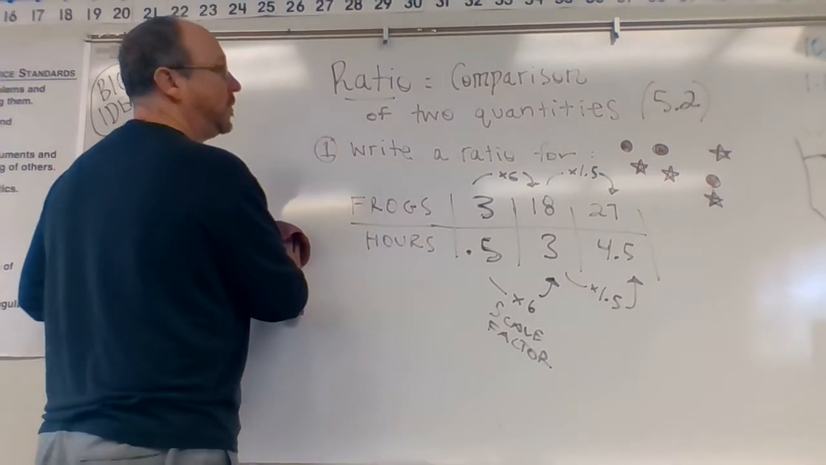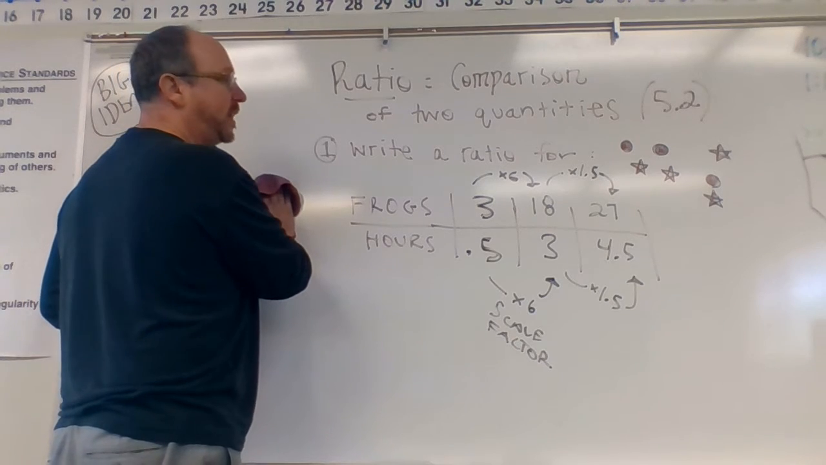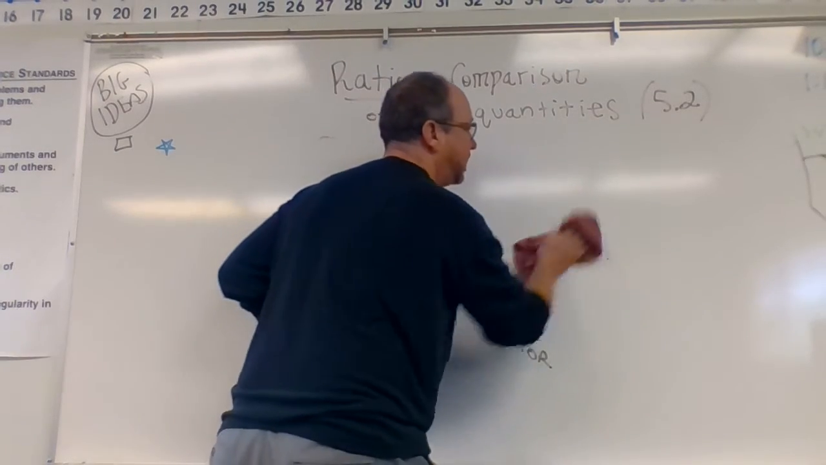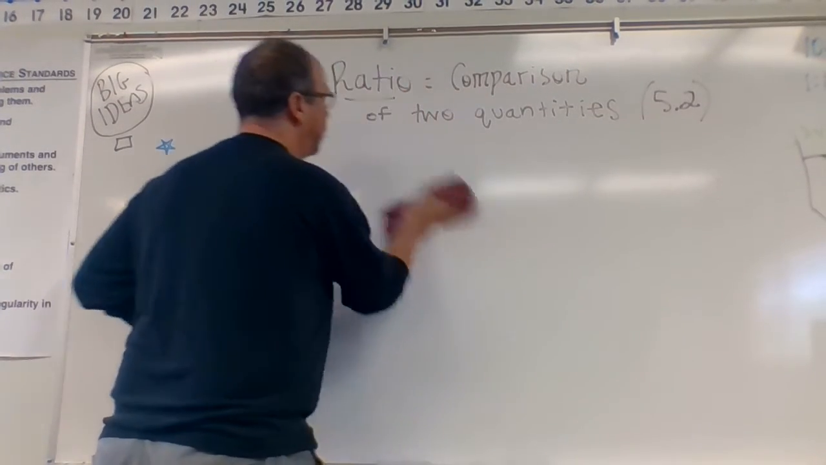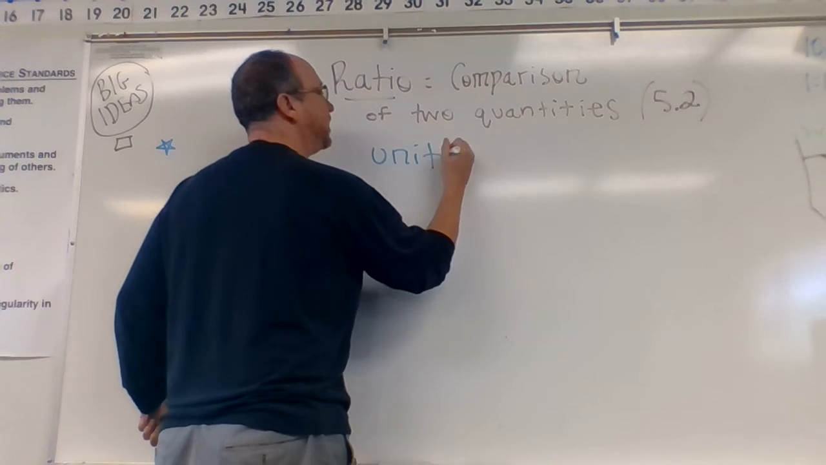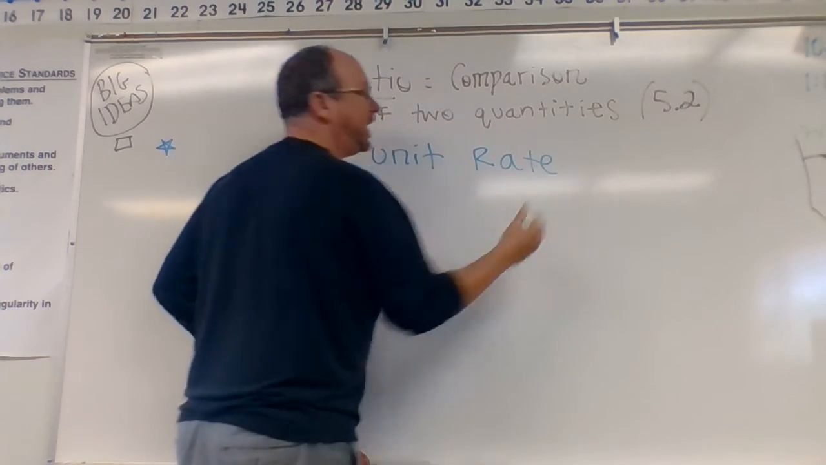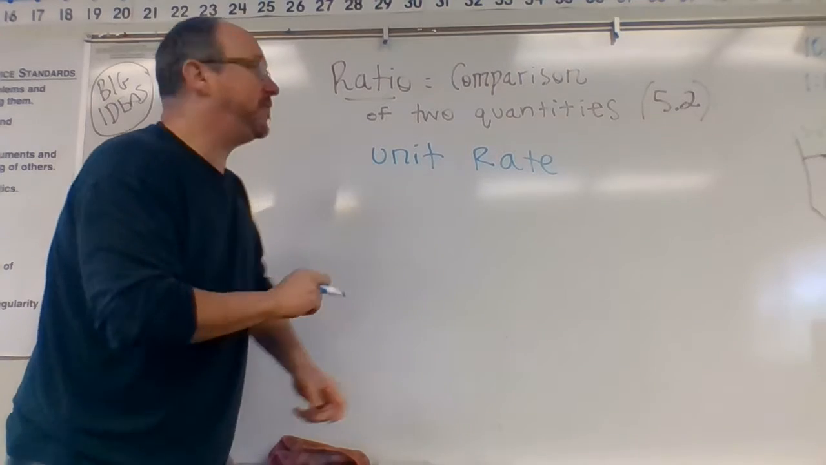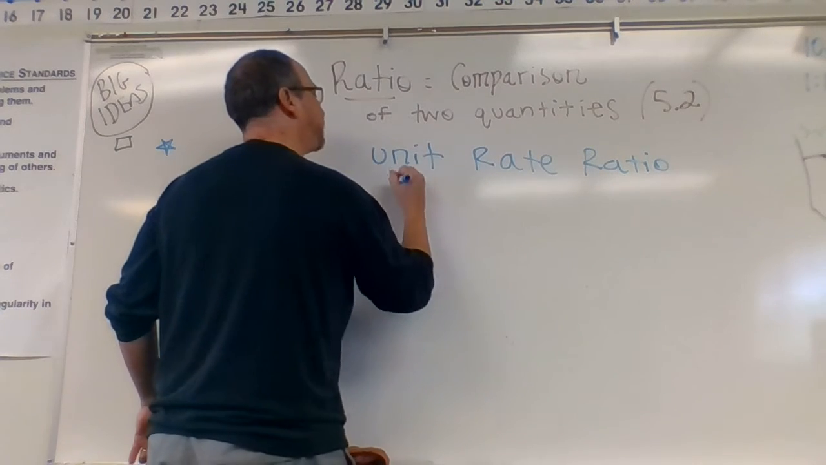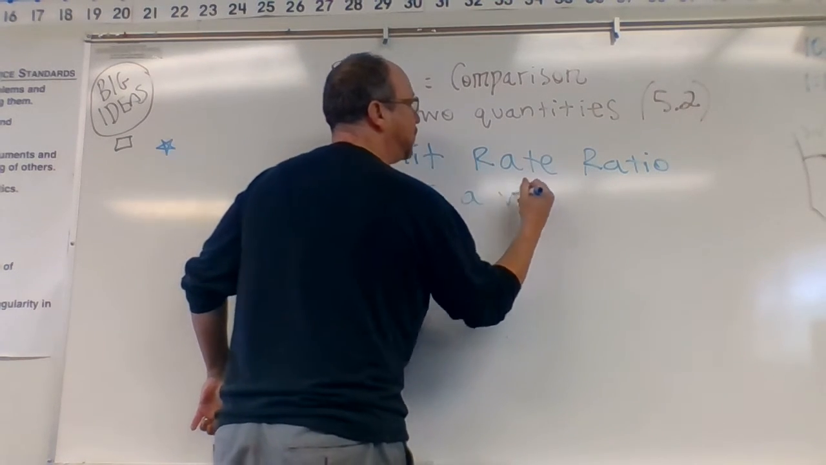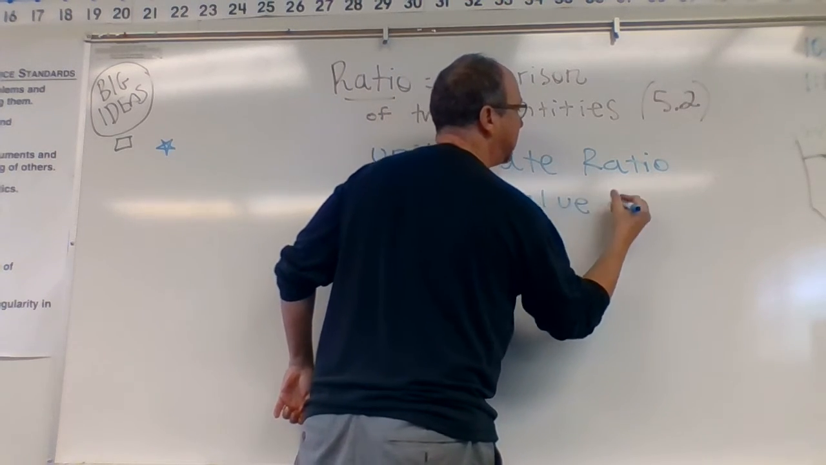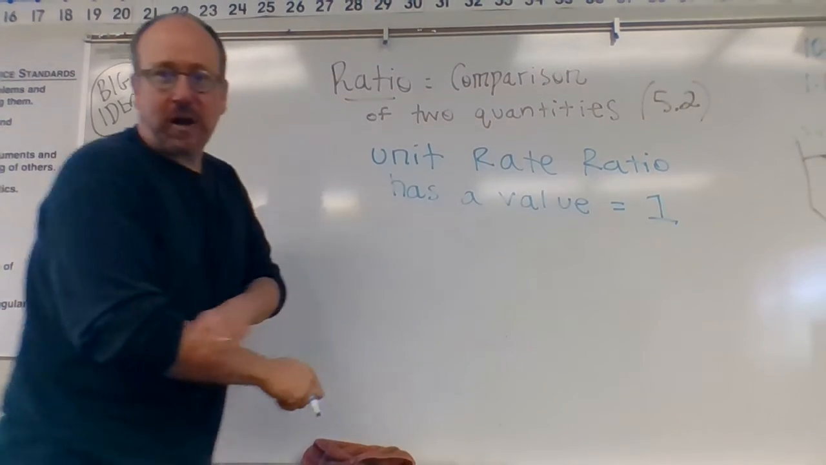Okay, we're going to look at one more thing, and that is unit rate. So let me erase all of this. A unit rate ratio. A unit rate is when one of the quantities in the ratio, one of the values of the ratio, is equal to 1. So a unit ratio has a value equal to 1. And we use these all the time.